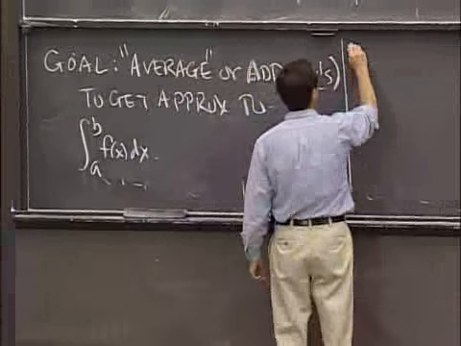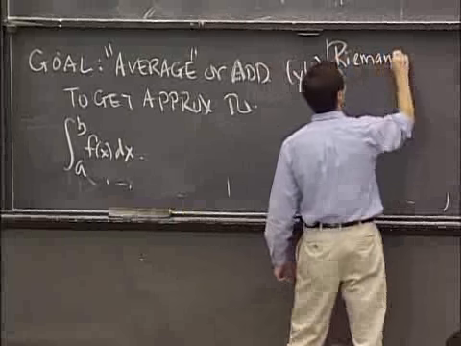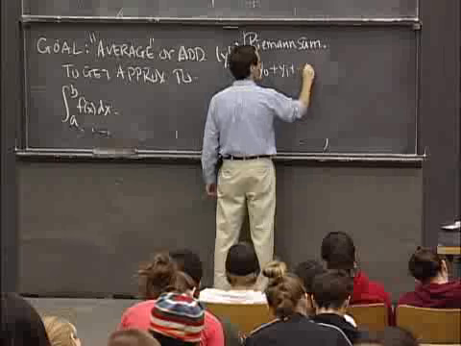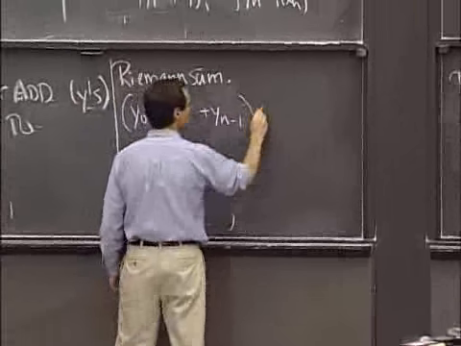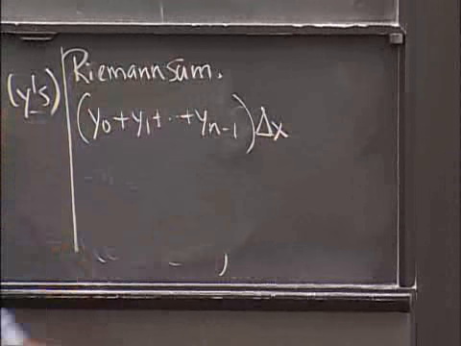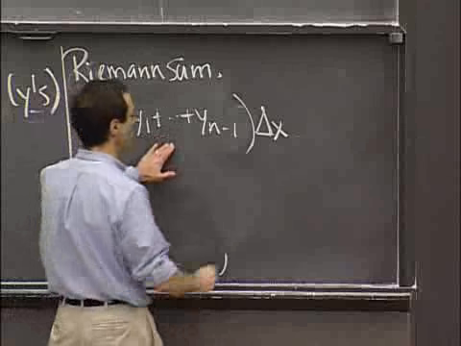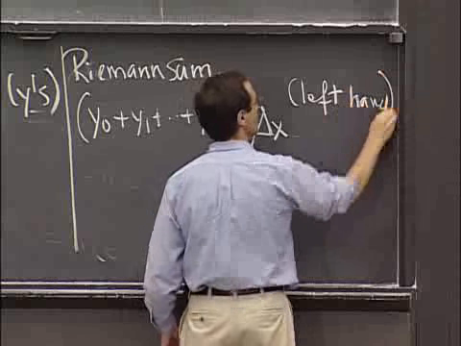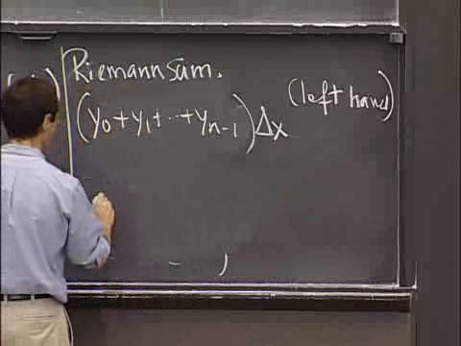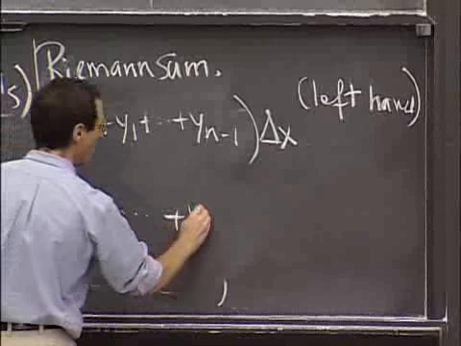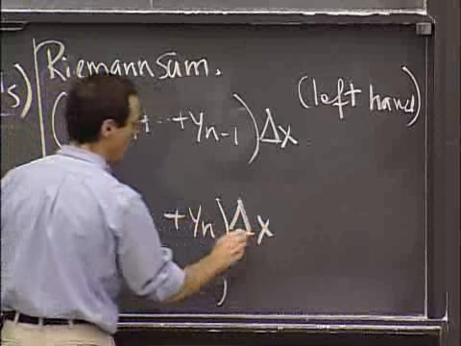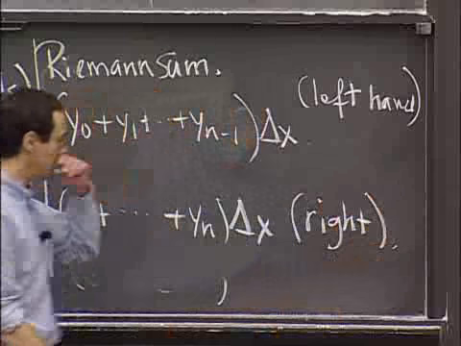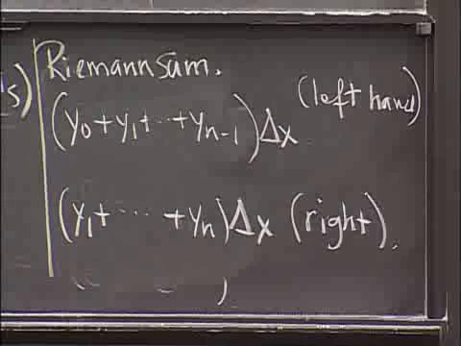So here's what the Riemann sum is. It's the following thing. You take y0 plus y1 plus up to yn minus 1, and you multiply by delta x. That's it. Now this one is the one with left endpoints. So the left-hand sum. There's also a right one, which is if you start at the right-hand ends, and that will go from y1 to yn. Okay, so this one is the right Riemann sum. All right, those are the two that we did before.